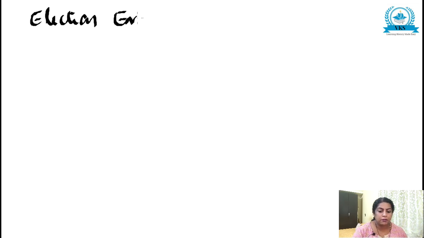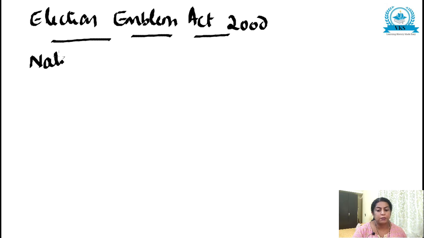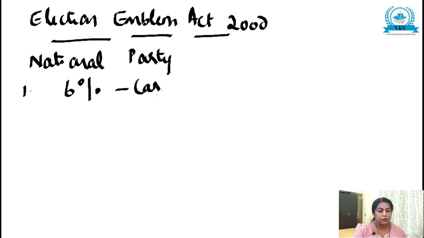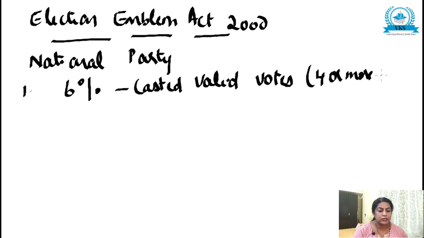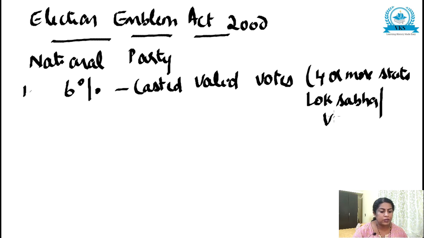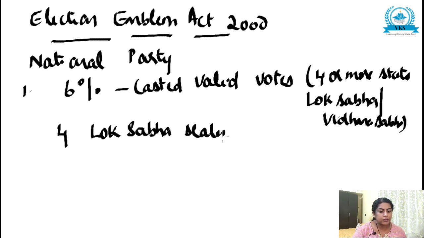for a party to be recognized as a national party, the first thing is 6% of cast valid votes in 4 or more states in Lok Sabha or Vidhan Sabha elections, and 4 Lok Sabha seats in any state or states. So that is the first criterion for a party to be recognized as a national party.